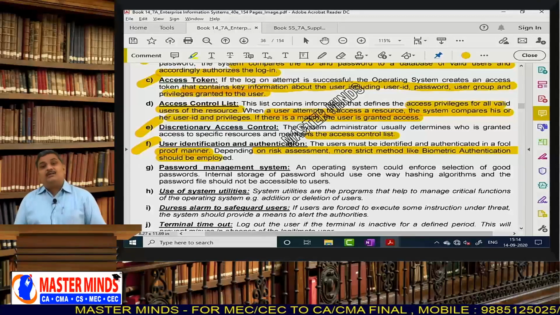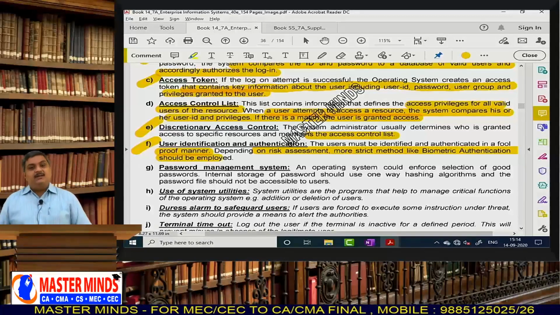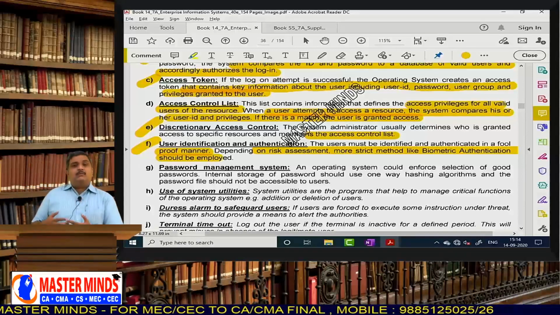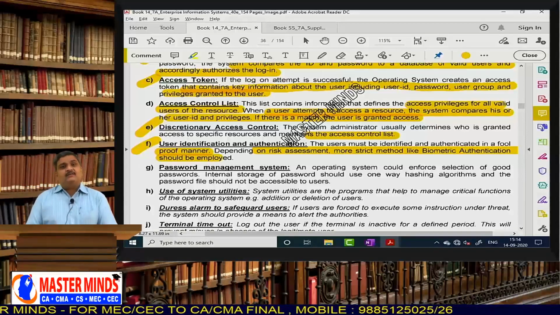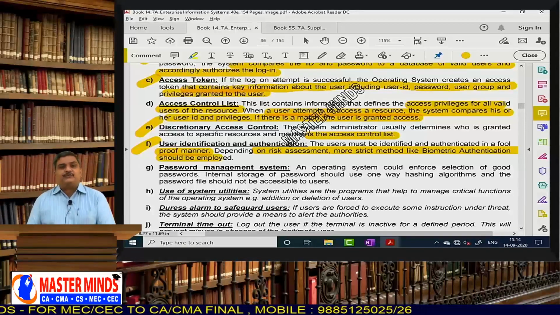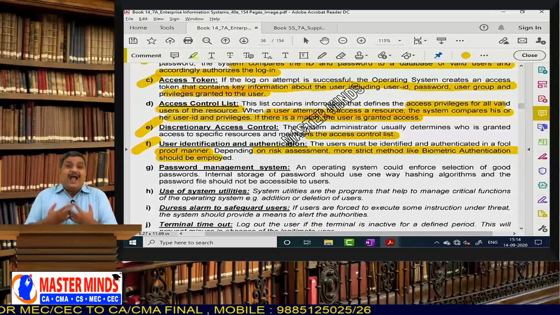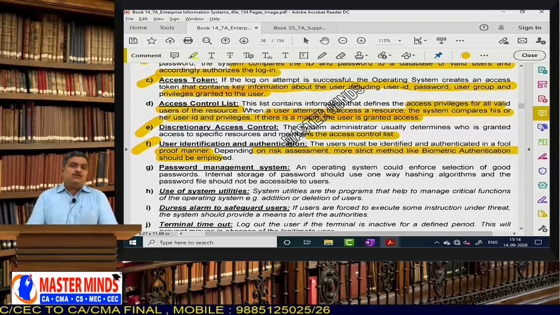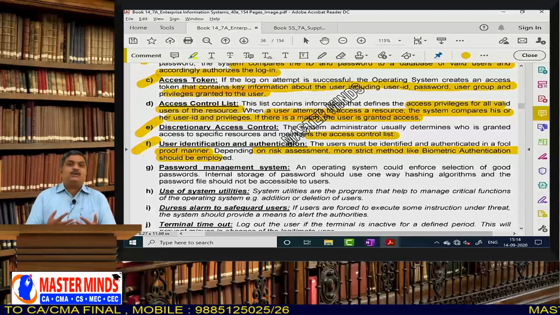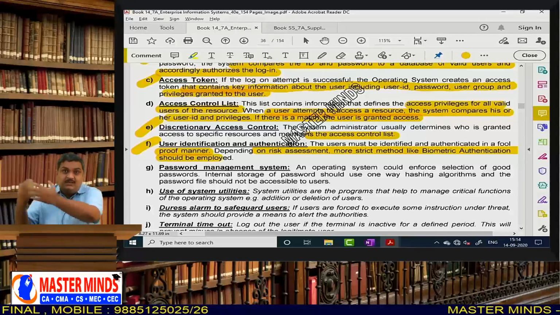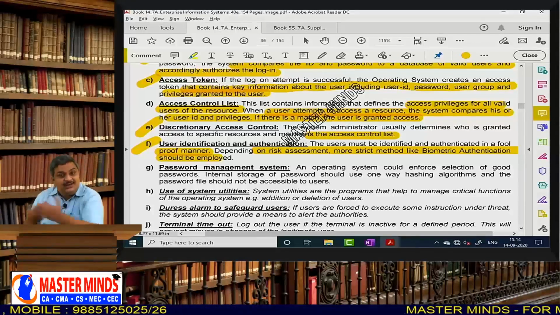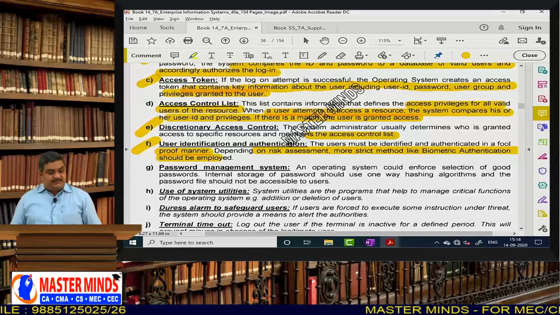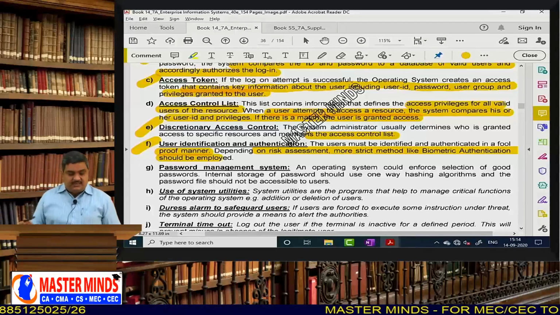But right now the modern OS like Windows 10, and modern software like Office 365, have the capability to access biometric devices. So it is always advisable to use some biometric mechanism to get access to the software or to the data. Okay. Next, password management system.